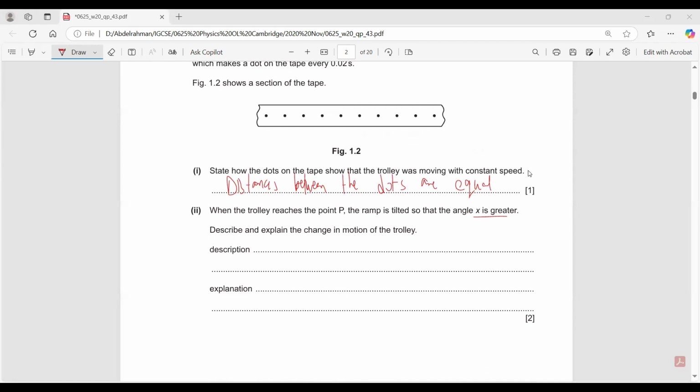Why is it accelerating? Because there is a resultant force. Whenever there's a question asking you why something speeds up or why there is an acceleration, you have to say because there is a resultant force. So speed increases. Why? Because there is a resultant force acting on the trolley.